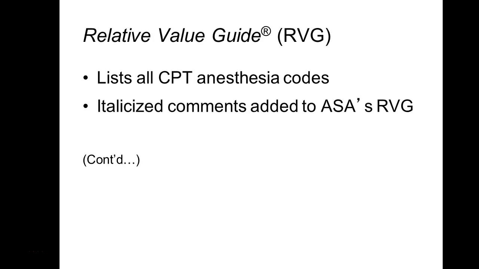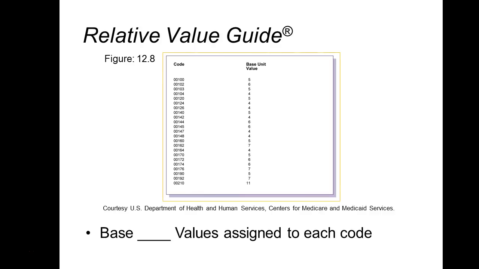The relative value guide lists all the CPT anesthesia codes, and it has not only the units, it also has any comments that you might need to know. So if you end up becoming solely an anesthesiology coder, then this is going to be one of your major resources that you use. So this is what the relative value guide looks like.